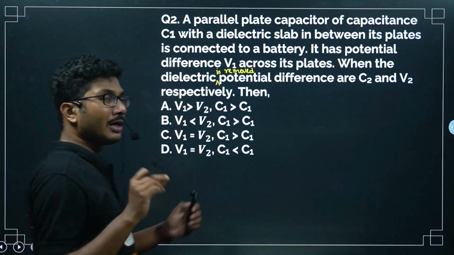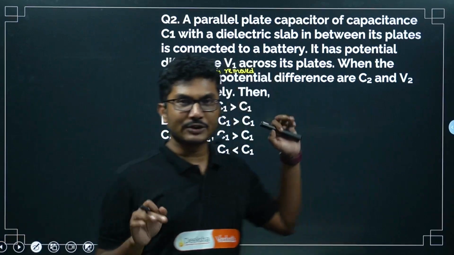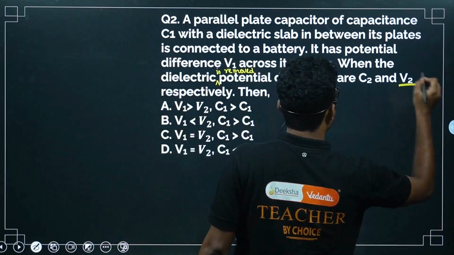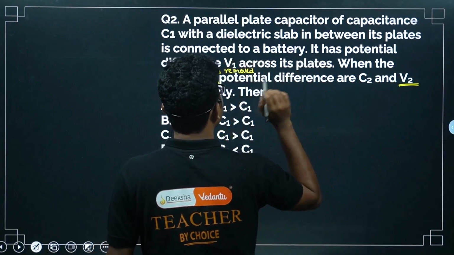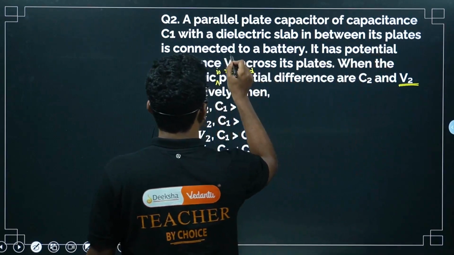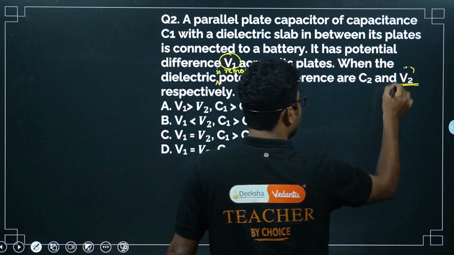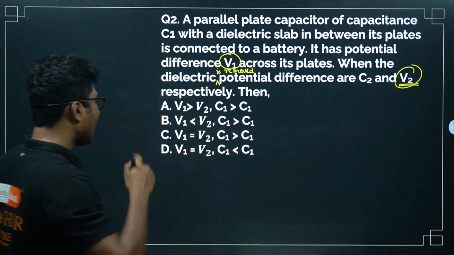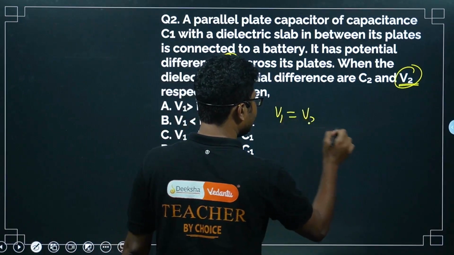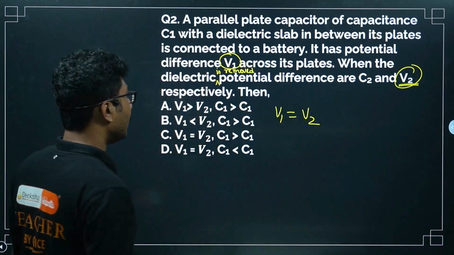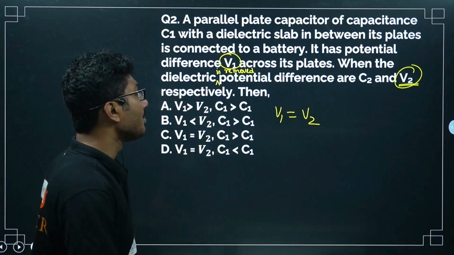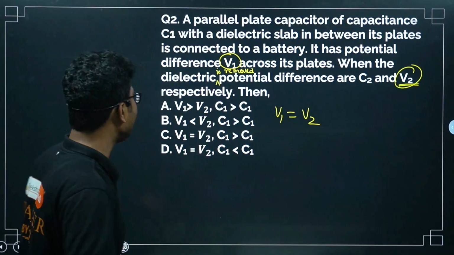Now you have not disconnected the battery. The battery is still connected, so definitely V2 and V1 must be the same, right? Initially it was V1 between the plates, and now V2, so V1 must be V2. That is the first point, since the battery is not removed. Now the dielectric slab is removed.